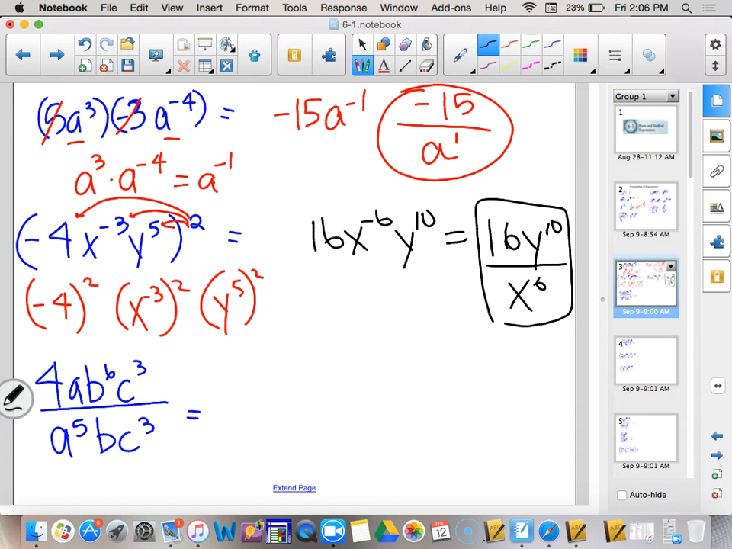Okay? So this right here would be 4 over what? Basically 1. So I know that 4 is just going to be taken over. Done with that one. So now let's look at our a's. I have a to the 1st divided by a to the 5th. When I'm dividing exponents, what do I do with them? You subtract them. So 1 minus 5 gives me negative 4. Well, if it's a negative exponent, it has to go where?